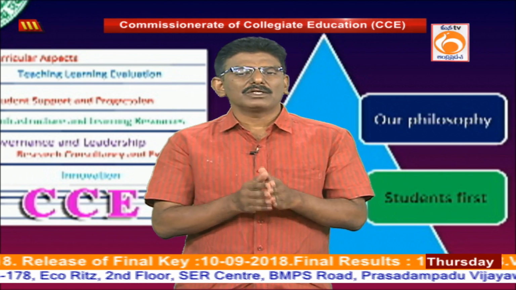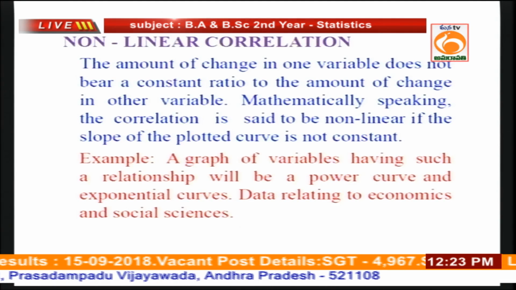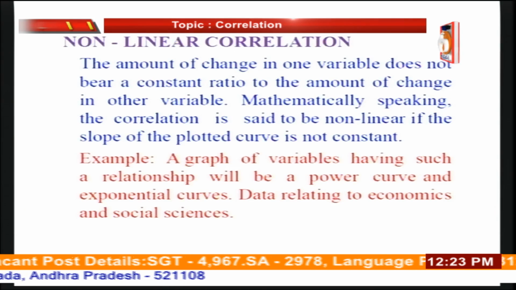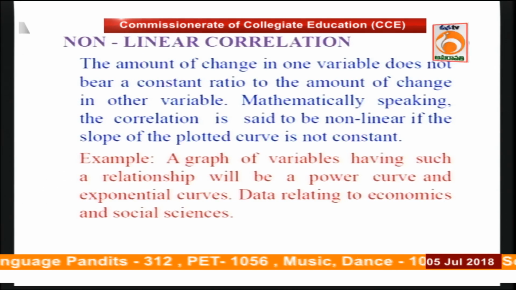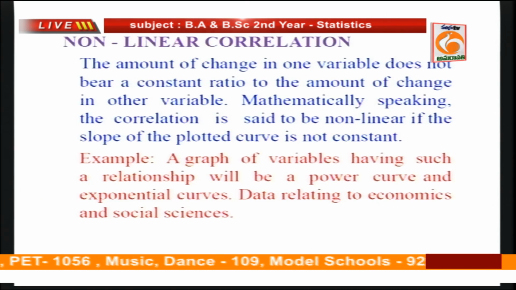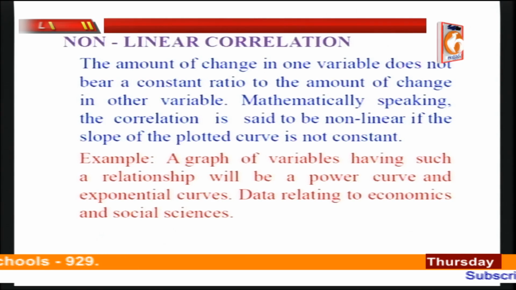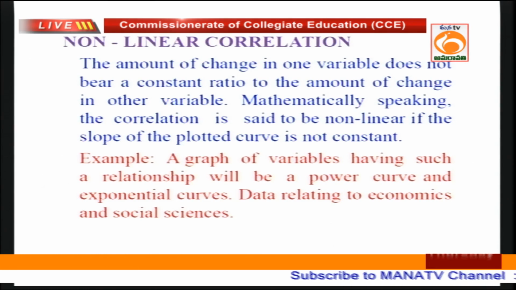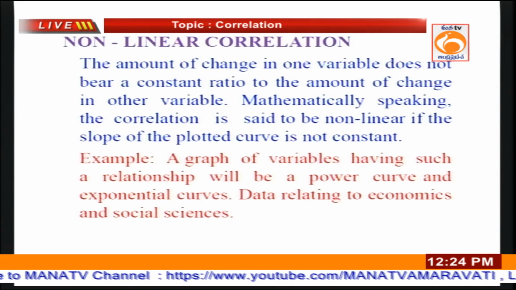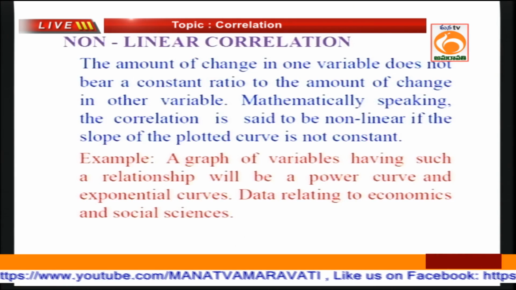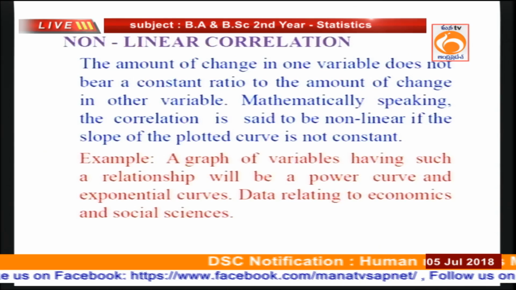The amount of change in one variable does not bear a constant ratio to the amount of change in the other variable. In the previous case, the amount of change in one variable does bear a constant ratio, and we get perfect linear correlation. Here it does not bear a constant ratio. So mathematically speaking, the correlation is said to be non-linear if the slope of the plotted curve is not constant. Based on the mathematics, if the slope is constant it is a straight line; if the slope is not constant it is non-linear.